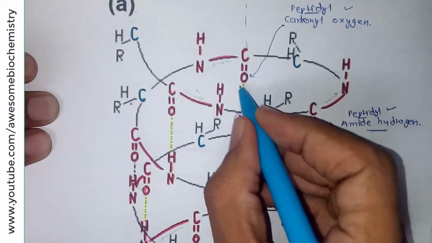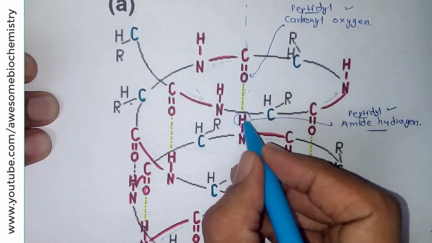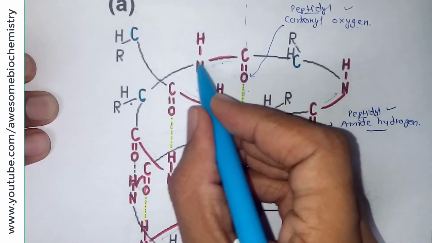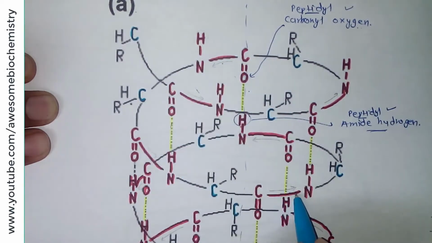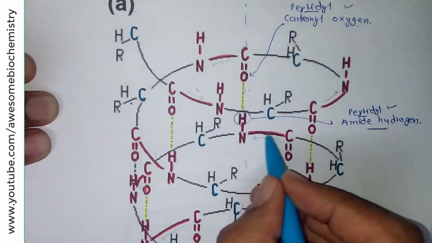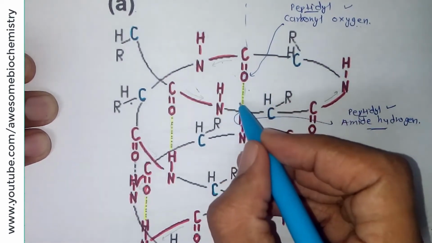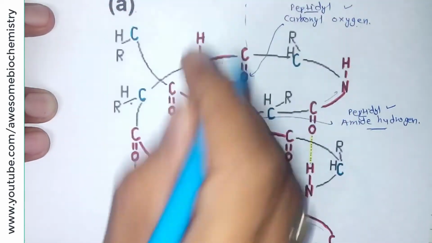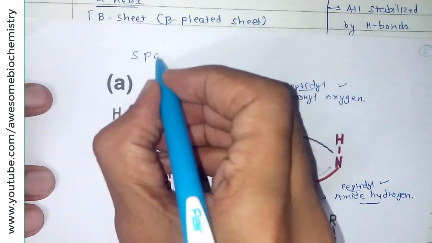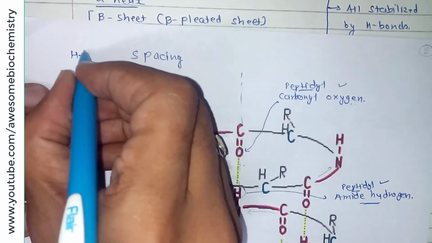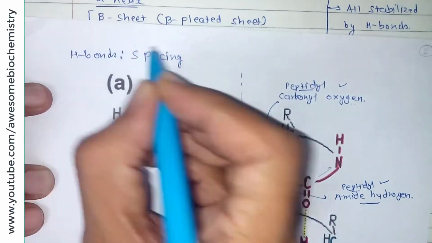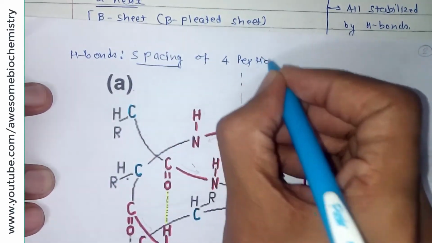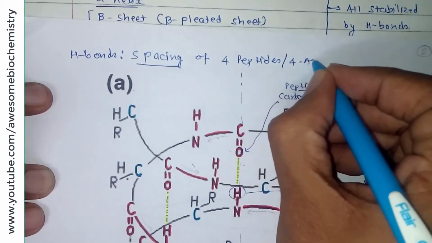Now, see, here the hydrogen bond is between this and this. So, if we count, then this is the first peptide bond, this is the second peptide bond, this is the third peptide bond, and this is the fourth peptide bond, right? So, for this hydrogen bond, there is a spacing of 4 peptide bonds. So, for these hydrogen bonds, there is a spacing of 4 peptides, right? Or you can also call it 4 amino acids.